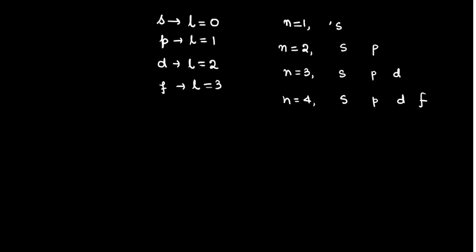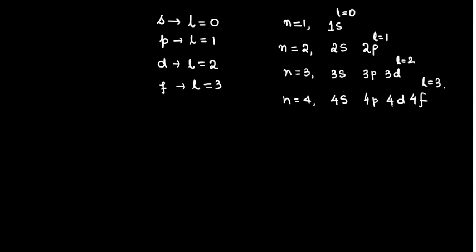So if it is S, we write 1S. For the second one, it is 2S. For the third one, it is 3S. For the fourth one, it is 4S. Now P starts with the second shell, so it is 2P. Then it's 3P. Then it's 4P. D starts with the third shell, so 3D, then comes 4D. F starts with the fourth shell, so 4F, like this. Got the point? Now for S subshell, L is equal to 0. For P, L is equal to 1. For D, L is equal to 2. For F, L is equal to 3. So it goes on like this.